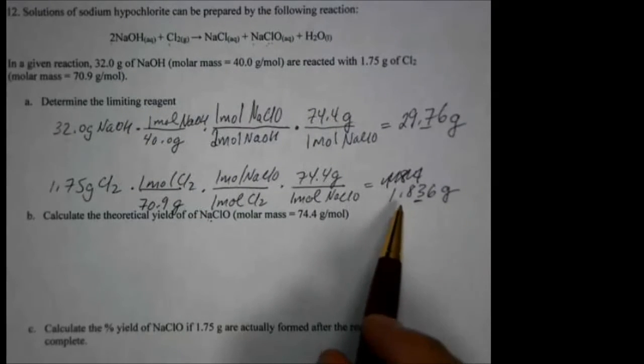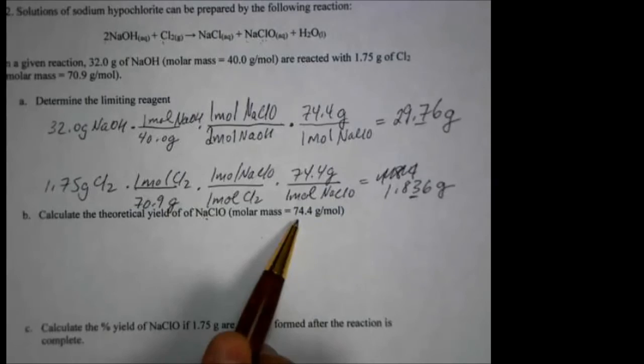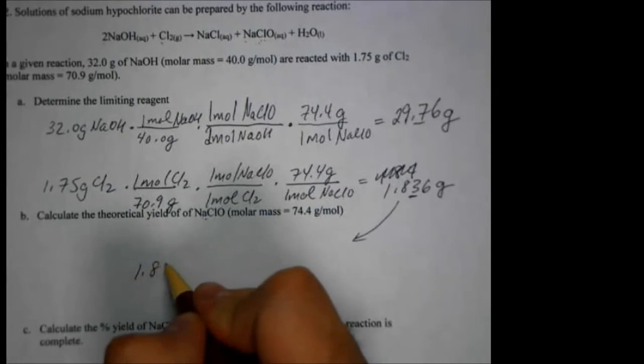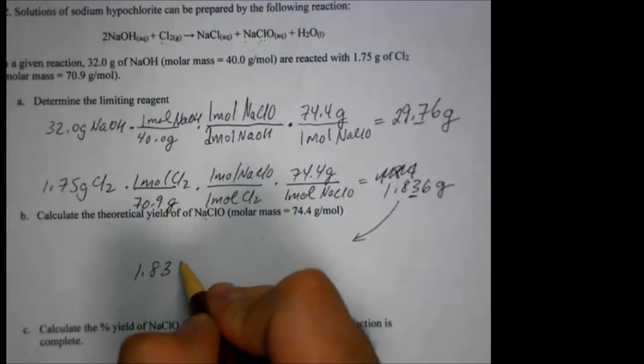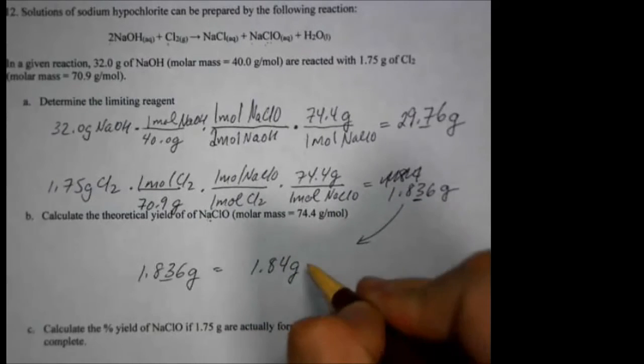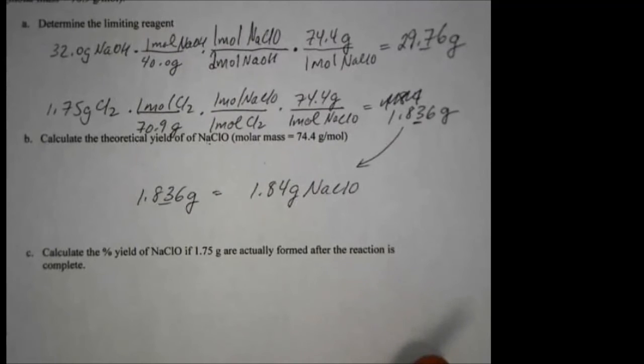The nice part about this is you've already calculated for the second question, so it says calculate the theoretical yield. So in this case, you can just bring this one down as your answer and write 1.836 grams, which is going to equal 1.84 grams of NaClO. This is one of those instances where you've already done the work, so you don't have to show the work all over again. Just indicate with an arrow that you're calculating that.